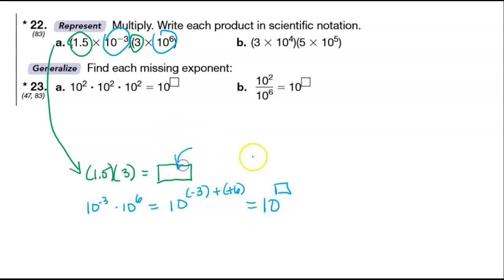Once you have this and you have this, you can write it in scientific notation, which is something point something times 10 to the something. Okay, let me know if you have questions on that one.